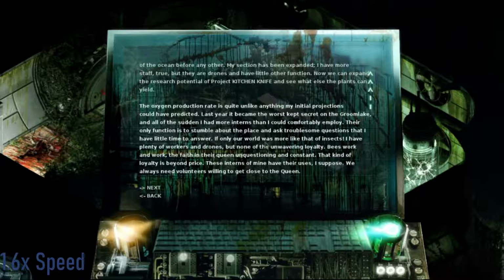The oxygen production rate is quite unlike anything my initial projections could have predicted. Last year's incident revealed the world's kept secret of Groom Lake, and all of a sudden I had more interns than I could comfortably employ. Their only function is to stumble about the place and ask troublesome questions that I have little time to answer. If only our world was more like that of insects. I have plenty of workers and drones, but none of the unwavering loyalty. Bees work and work, the faith in the queen unquestioned and constant. That kind of loyalty is beyond price. These interests of mine have their uses, I suppose. We always need volunteers willing to get close to the queen.